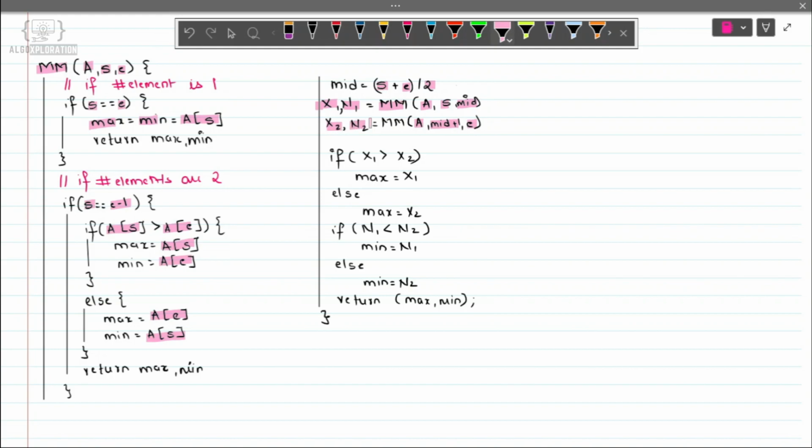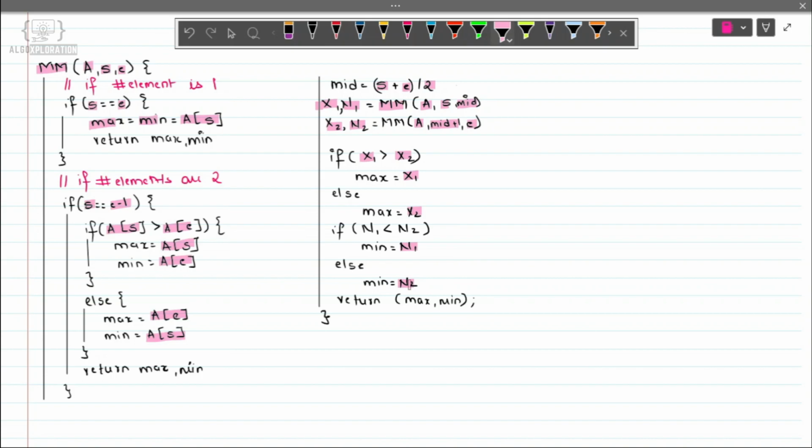Now after that we actually have four values: x1 and x2, n1 and n2. Now there will be a comparison between x1, x2 and n1 and n2. If we found out that x1 is greater than x2, then the max will be x1, or else max will be x2. If n1 is smaller than n2, then the minimum will be n1, or else min will be n2, and we will return maximum. In this way we find the max min from a given array.